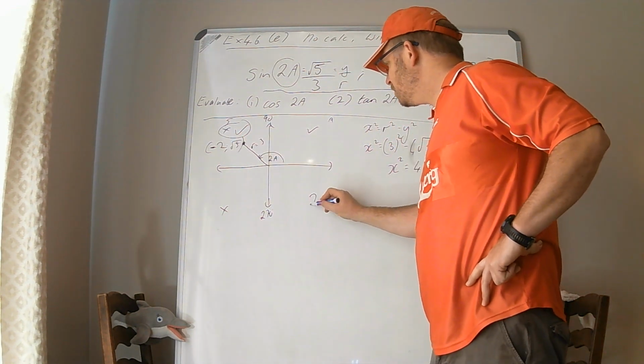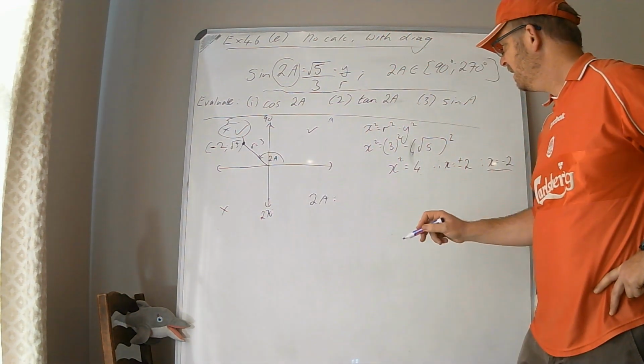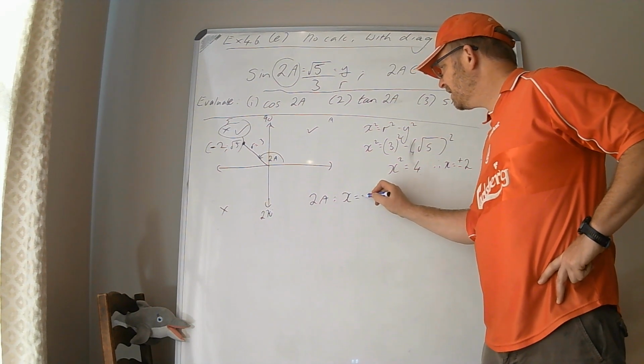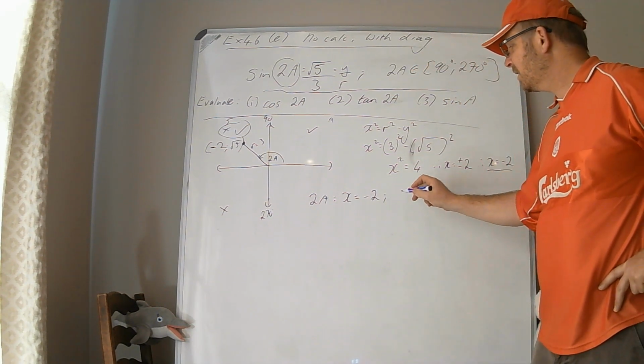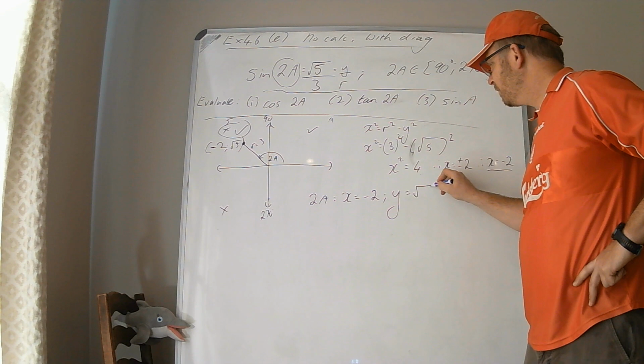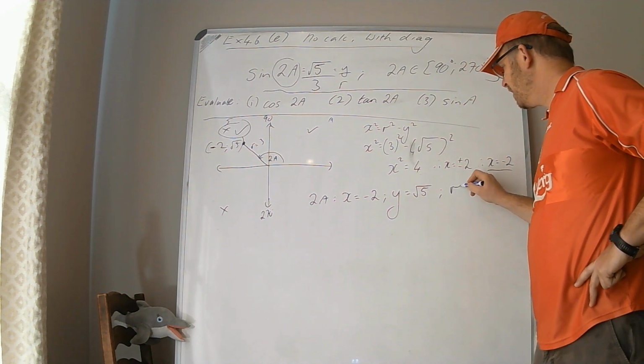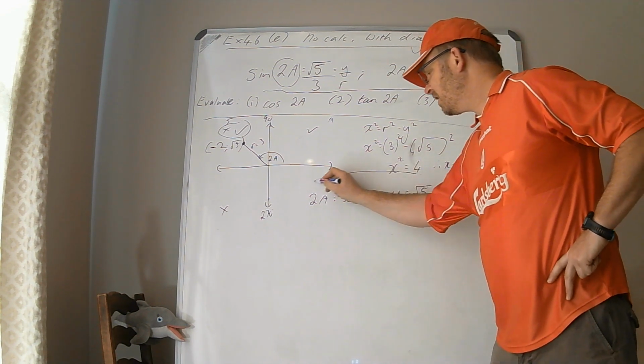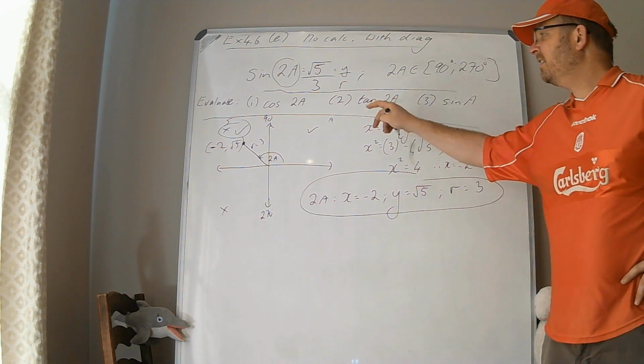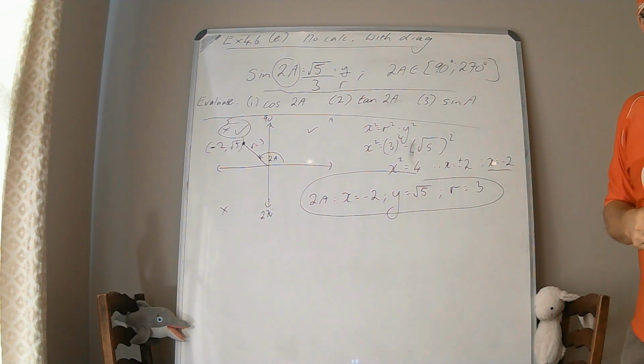So for angle 2A, if I do our little summary, we know the x-coordinate is negative 2, the y-coordinate that goes with it will be root 5, and the radius will be 3. So there's your ratios for 2A. Now it's pretty easy. Just go work out cos 2A and tan 2A by using your definitions. Give that a go.